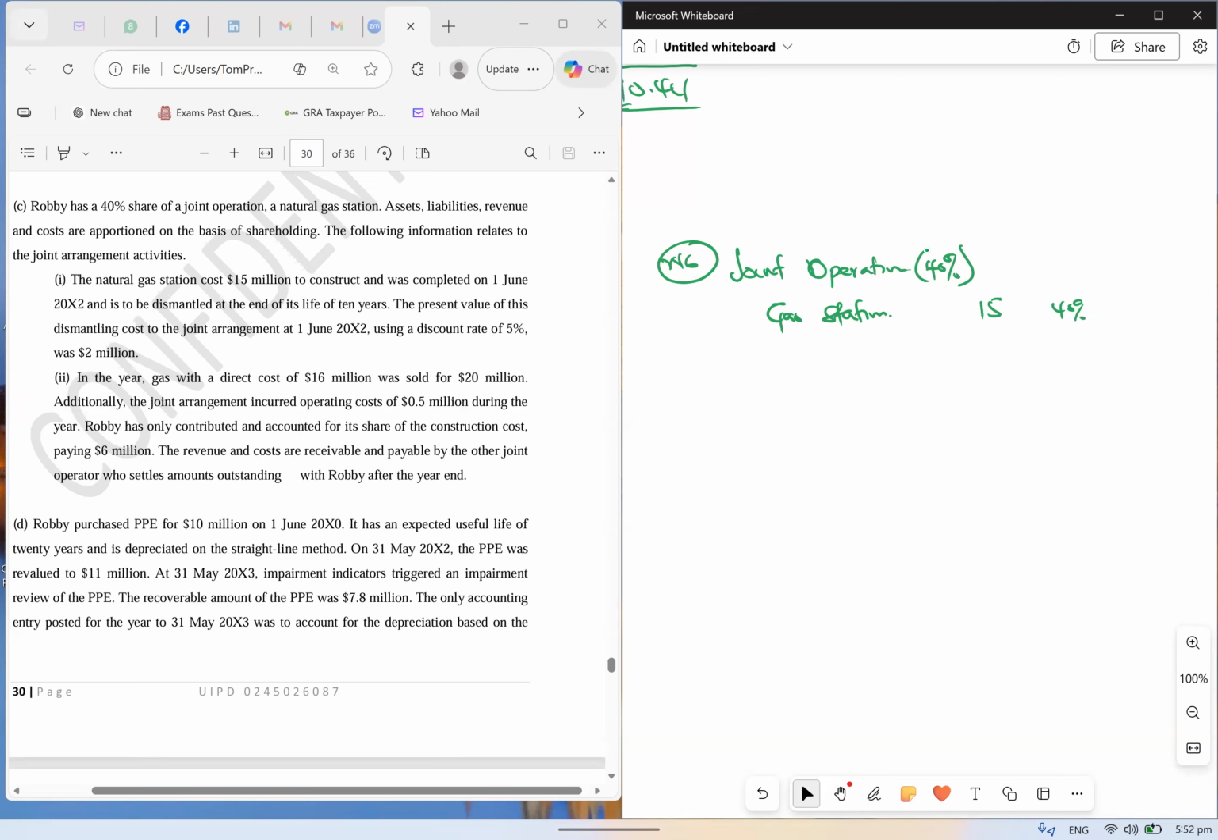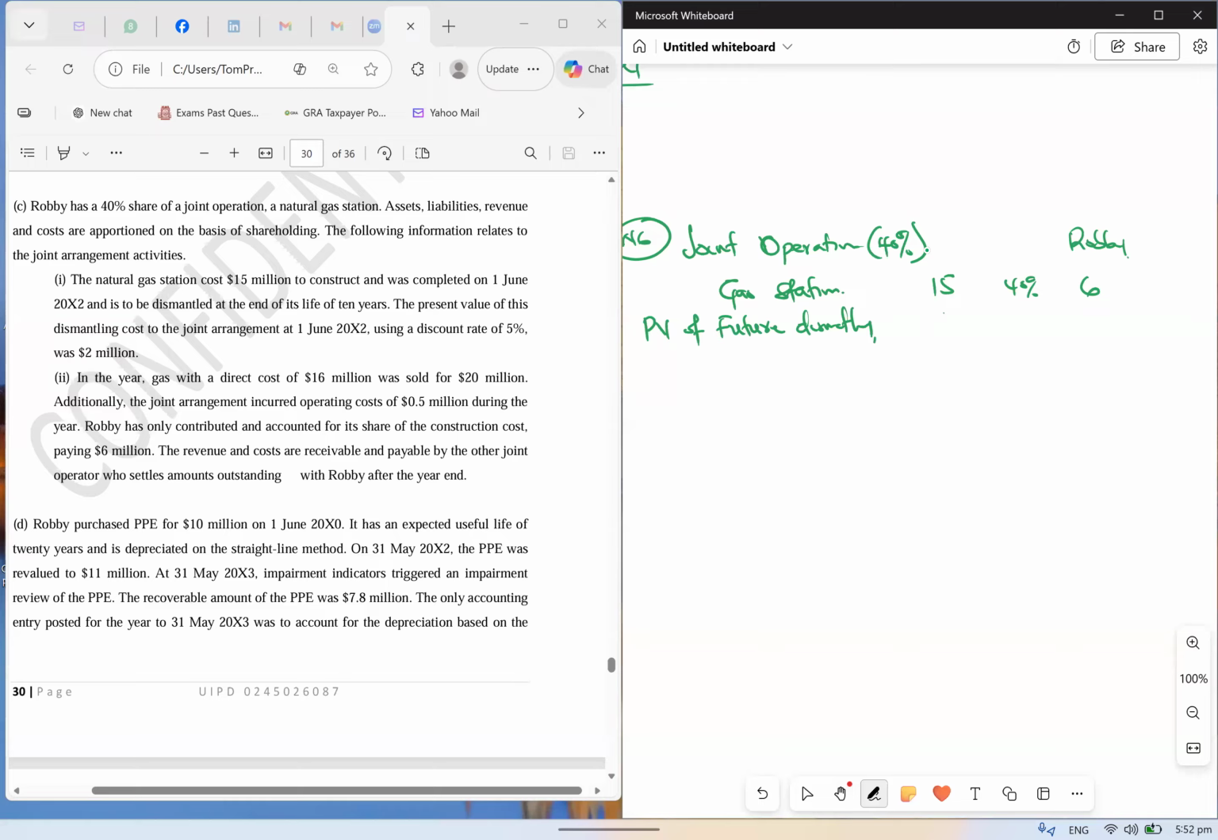Then it has future dismantling. So the present value of future dismantling. Please, I'm waiting for the 40%. Future dismantling. 6. Okay, so that is his portion. Then future dismantling is 2. The PV is 2. So do the 40% of it, everything. So the asset value is 70.8. Okay. All right. So this is like 6.8. That is his portion.